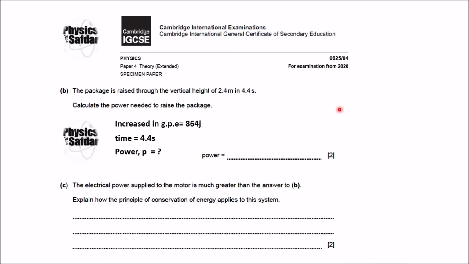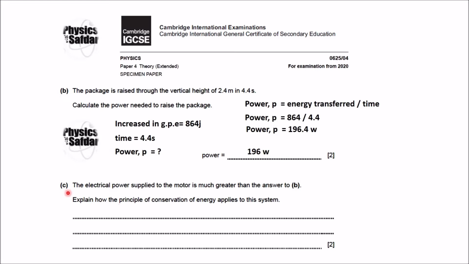Recall the power formula. It's very simple. Power is equal to energy transferred over time. Now you can substitute the values. Energy transferred, that was the increase in gravitational potential energy, 864, and time taken 4.4. Divide the numbers, then you get 196.4 watt.